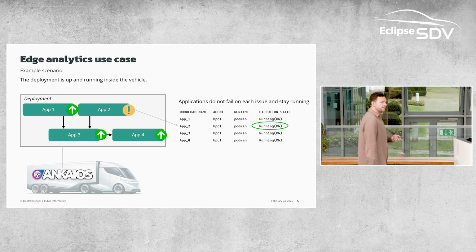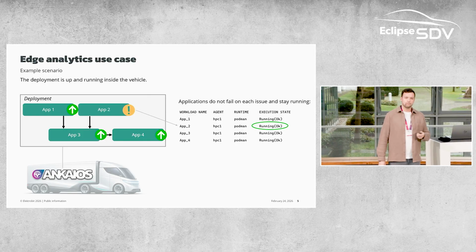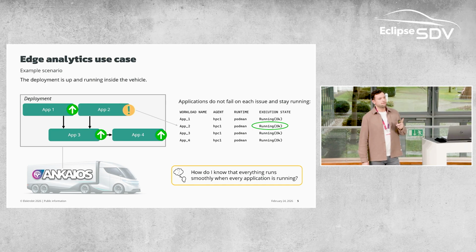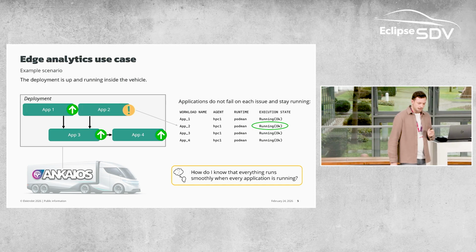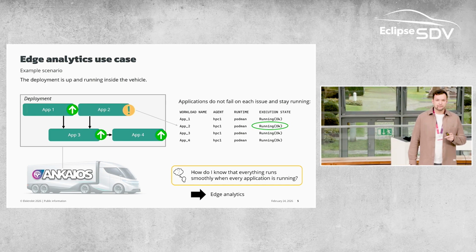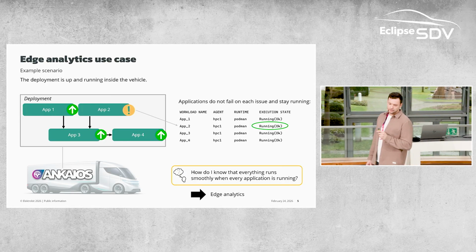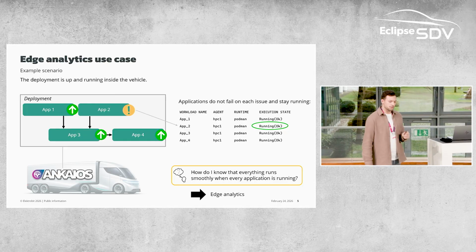So if you don't have those insights about your deployments inside the vehicle, how do you know that everything runs smoothly? For this, edge analytics can generate those insights to detect and find out broken deployments and what the root cause of this is.